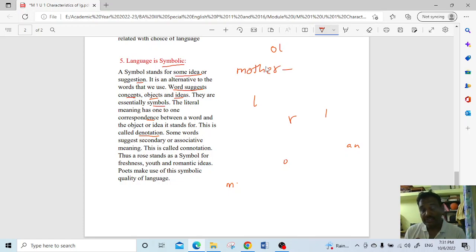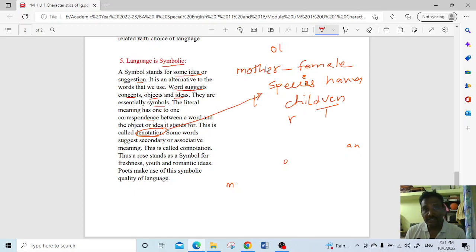लिटरल मीनिंग शब्दशः अर्थ ज्याला आपण डिनोटेशन म्हणतो तो आहे फिमेल स्पेसिस having children. So this is the denotation, denoting meaning of this word mother, that it is this female species having children.